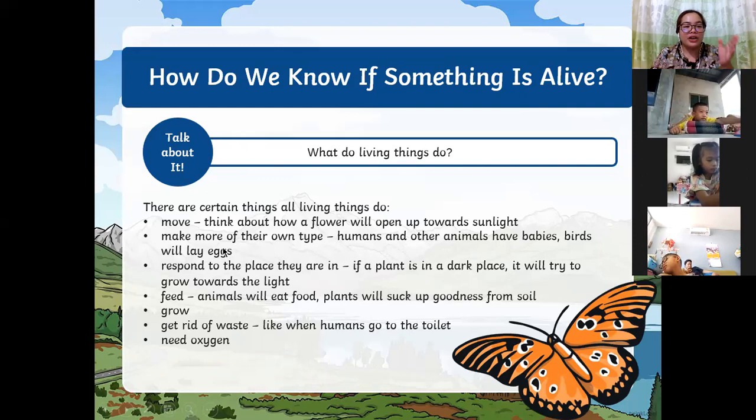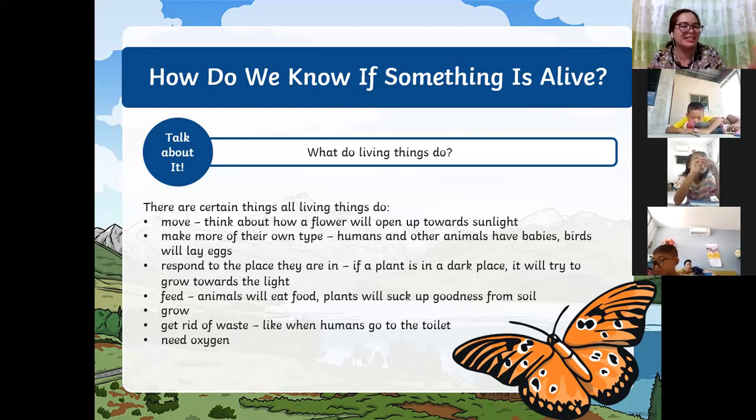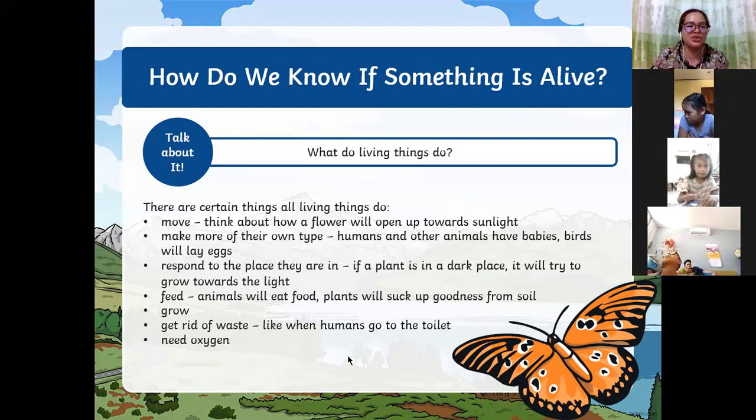So humans can make babies. The animals can make their own babies, for example, the dog. The dog can make a puppy, that is a baby dog. And the flowers, from the trees for example, they have a seed. The seeds will fall down on the ground and that seed will grow into a new plant. So that is the number two thing living things can do.